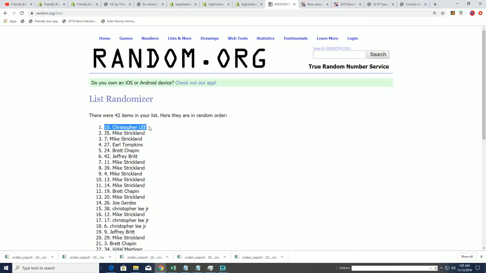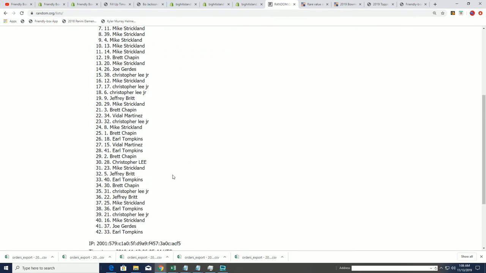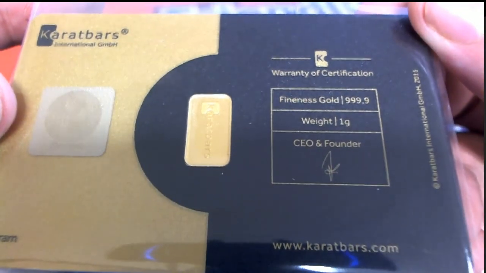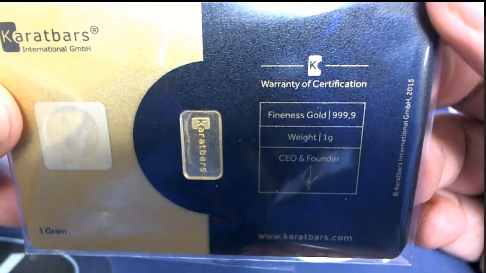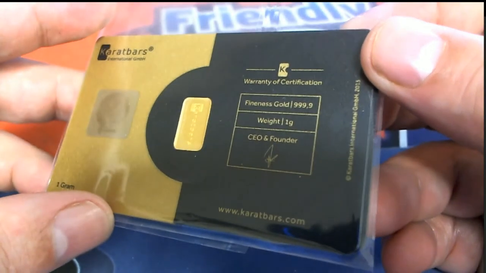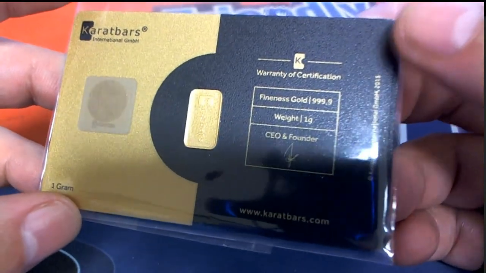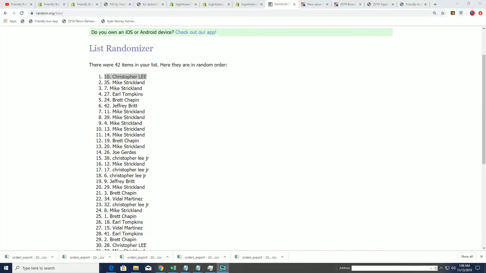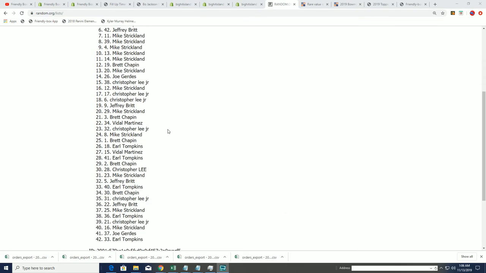And that is going to be a gold bar for you, sir. And that is terrific. So, yes, it is a gold bar. 1 gram. And very cool, very nice gold. It's a 1 grammer hit for Christopher L. Congratulations. Seven times through and your name's at the top.